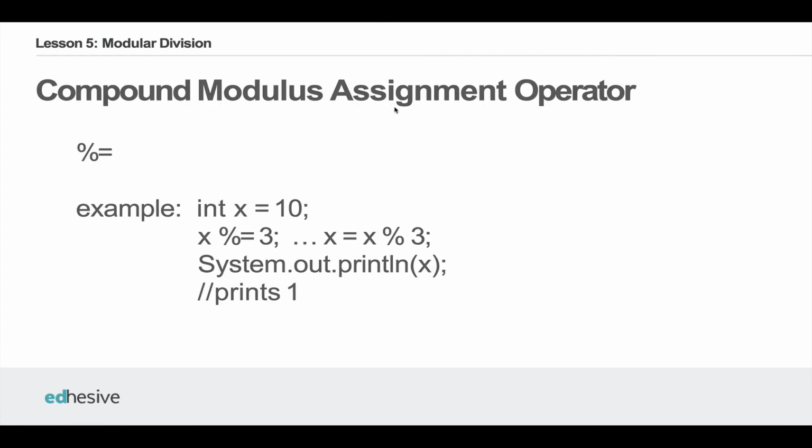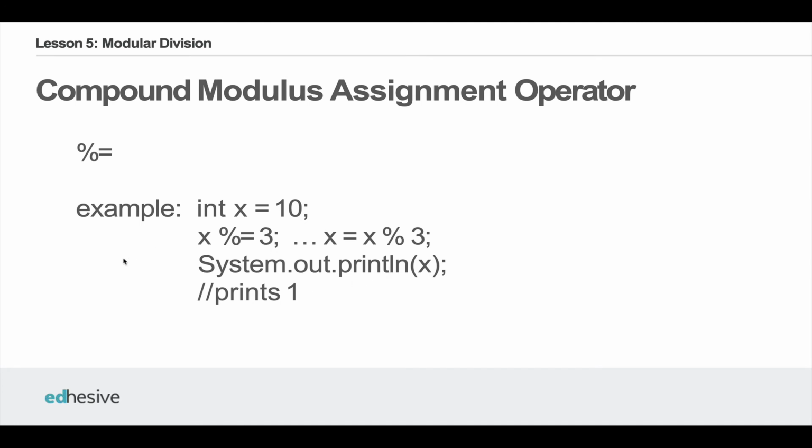And of course, modulus has a compound assignment operator. I'll be honest, I never use this one, but you can play around with it if you want. So if I did x %= 3, well, that just means x = x % 3. If I were to do that, I would do 10 modulus 3, which is, what is the remainder if I divide 10 by 3, and that is 1.